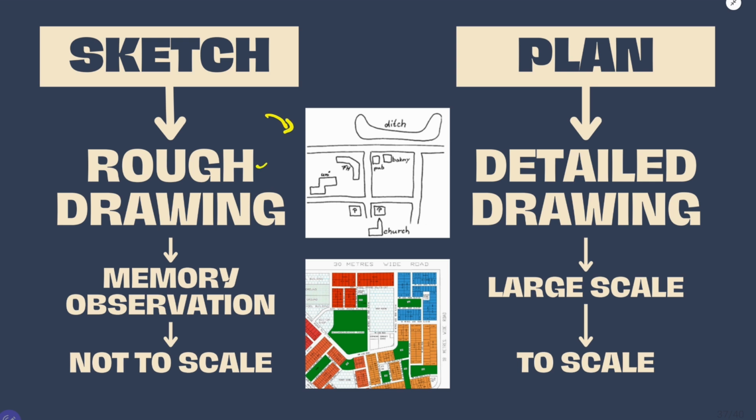Sketch is a rough drawing of a place based on memory or observation, and this is not according to scale. Whereas a plan is a detailed drawing of a small area on a large scale, and plans are always according to scale.